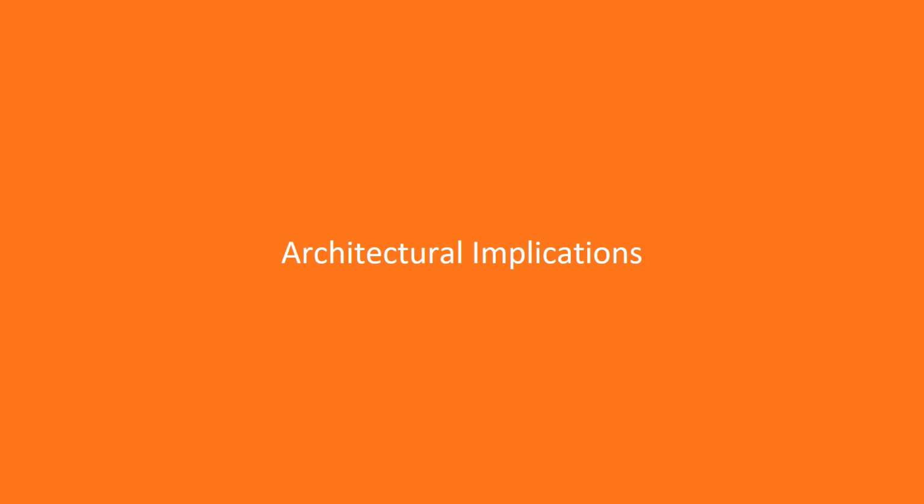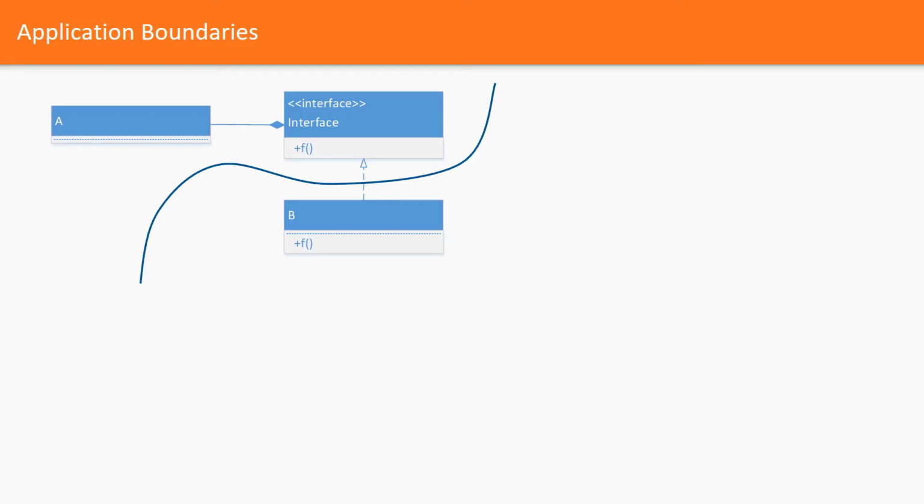This lecture is titled Architectural Implications. Inverting dependencies is the means by which we create boundaries between software modules. When we want to create a boundary, we choose which dependencies to invert against the flow of control, so all of them point in the same direction across the boundary.